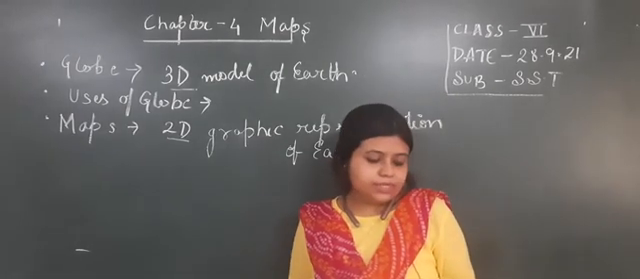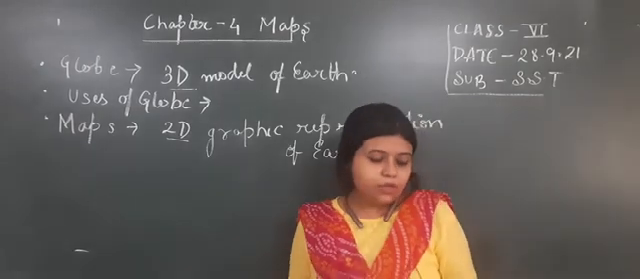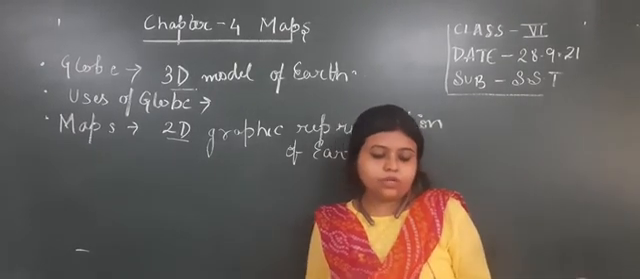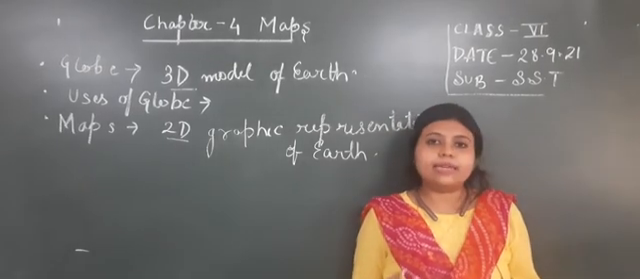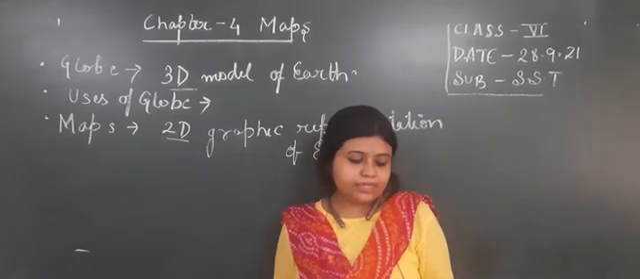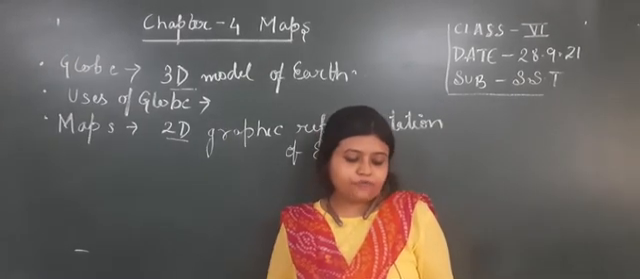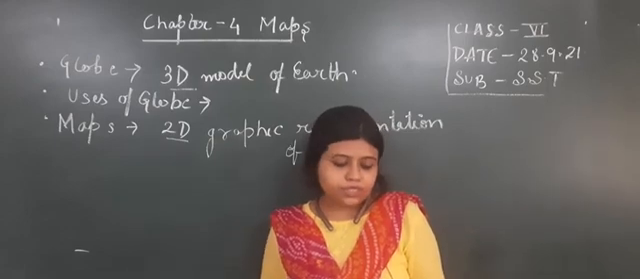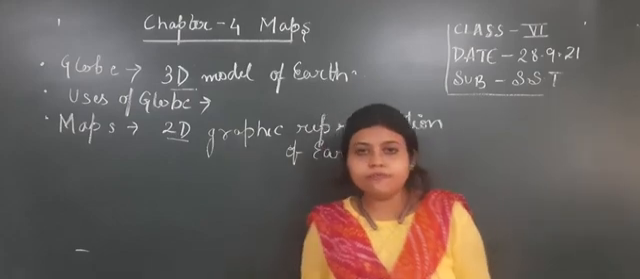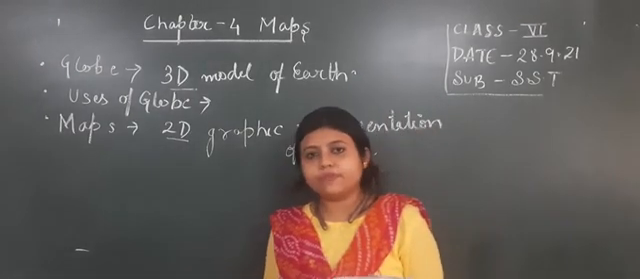The word map is derived from the Latin word mappa, meaning cloth, as most of the earliest maps were drawn on animal skins, cloth or parchment. A map is a two-dimensional graphic representation of various physical and human features of a part or whole of the earth on a flat surface.